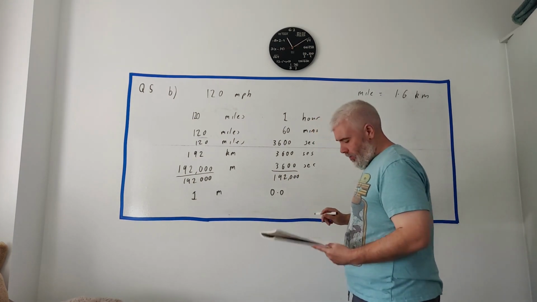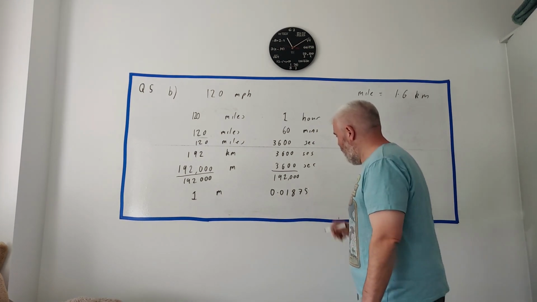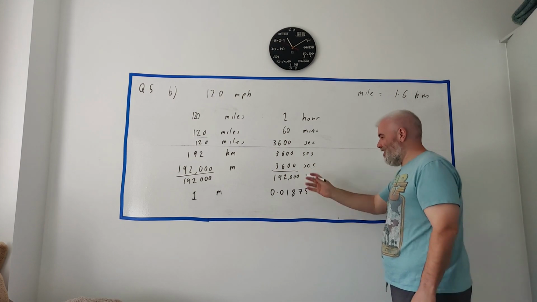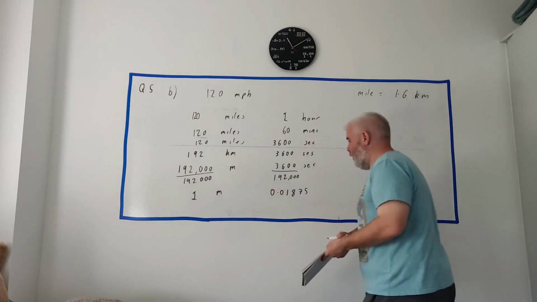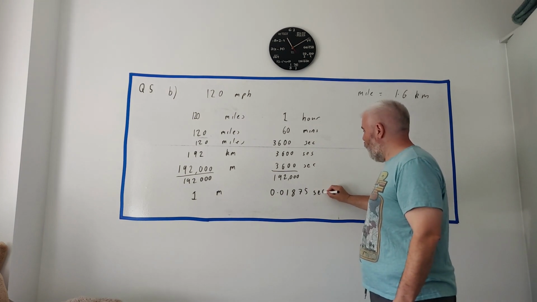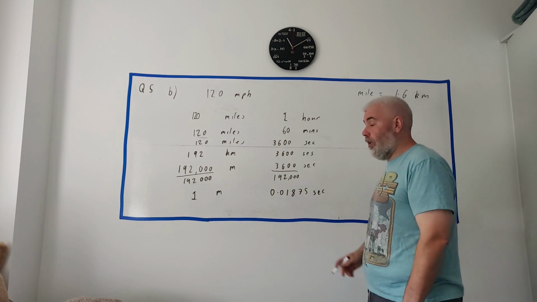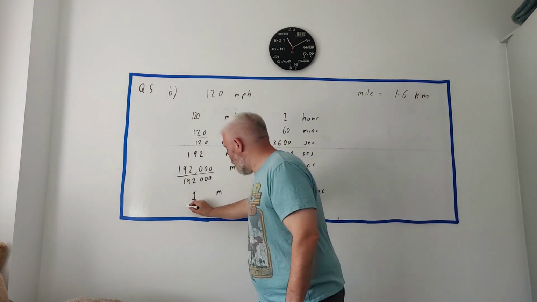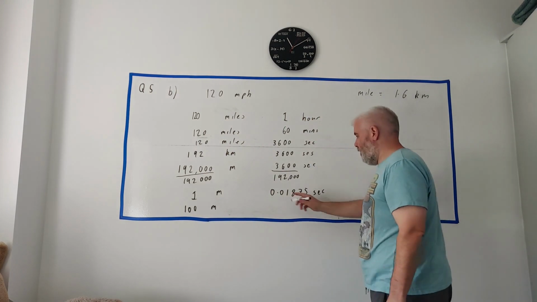I don't have the answer here, so I'm doing a little bit of maths in my head. I hope I do this right. So 1 meter, the Falcon would go 1 meter in 0.0187 seconds. We don't want 1 meter, we want 100 meters. So we multiply both sides by 100, that's easy.